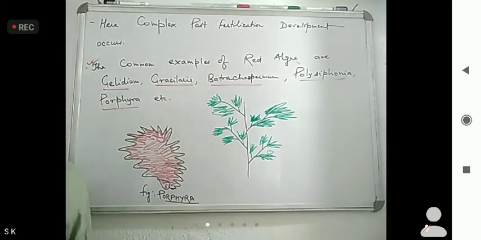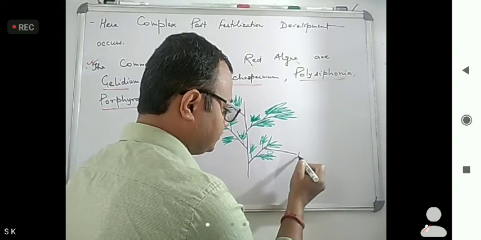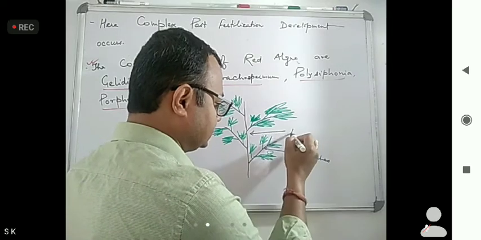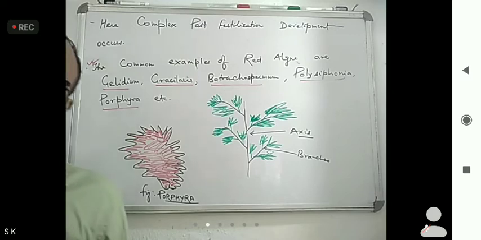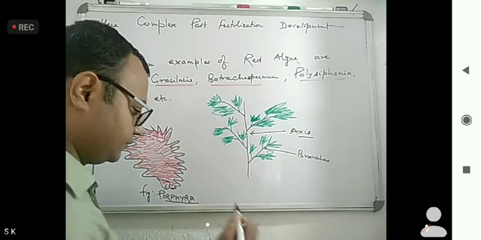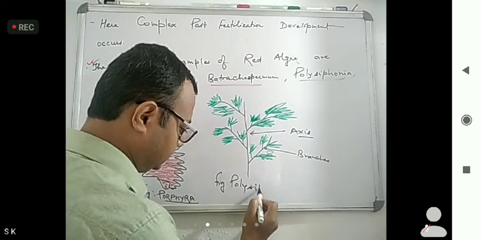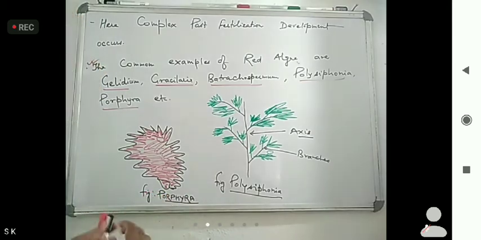Now, if it is given like that, so this is what? This is branches. This is what? Axis. Like that it is coming, and they are asking a question, this belongs to red algae. So it is what? It is Polysiphonia. This is the figure of Polysiphonia. Okay, so this is Polysiphonia.